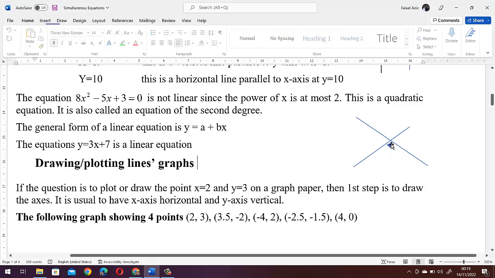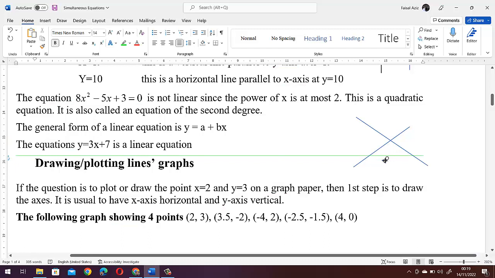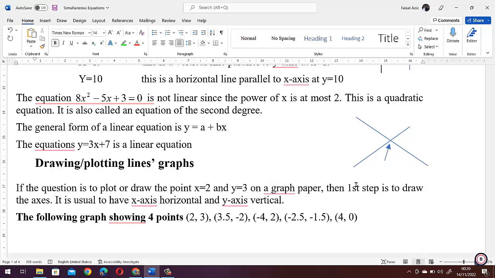Let me explain it this way. As you can see, the pointer is located this way. This is the point of intersection. So this will be the solution set, and we can write this solution set as x comma y in this way. Whatever the point is, we can put it here. So x comma y will be equal to, let's say, for instance, 4 comma 5. So this will be your solution set.